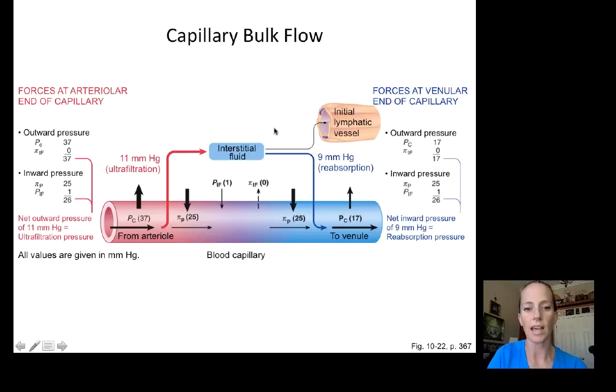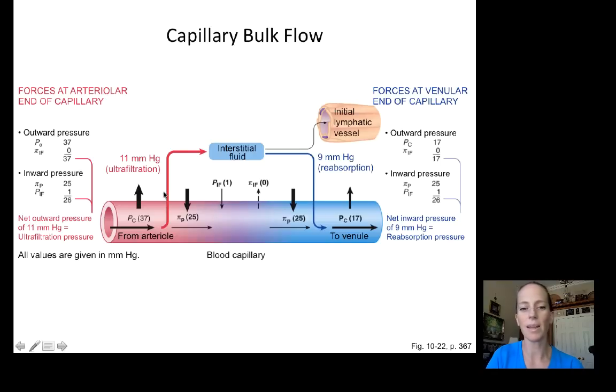This is how your book diagrams it, and it's exactly what we just said. We have our outward pressures minus our inward pressures. So out minus in at the arterial end gives us 11 at the arterial end. Out minus in at the venous end gives us 9 at the venous end.